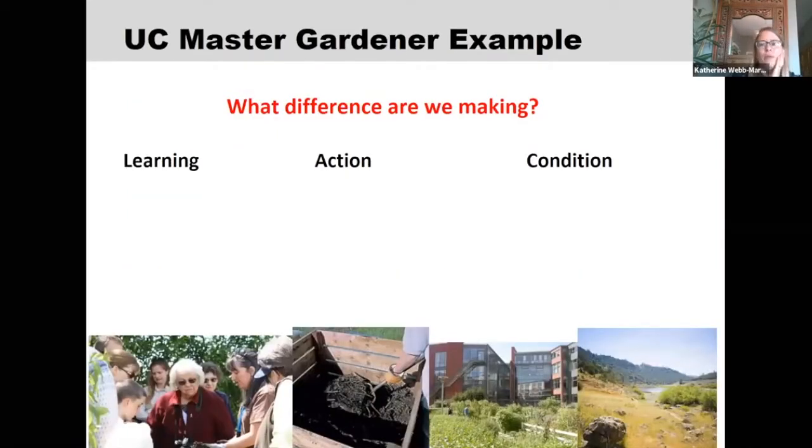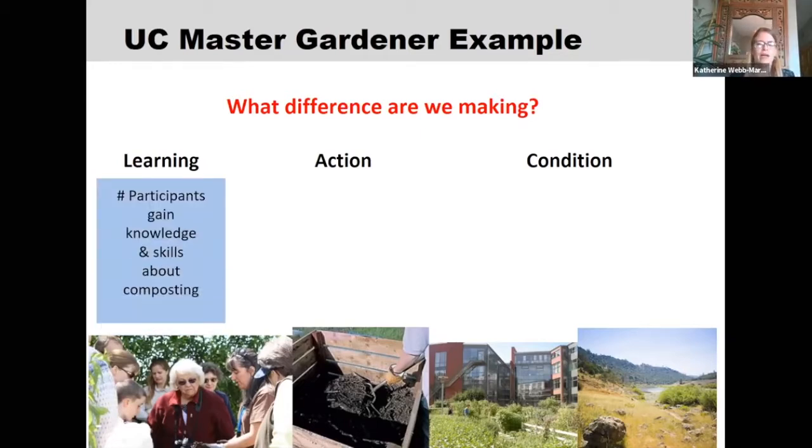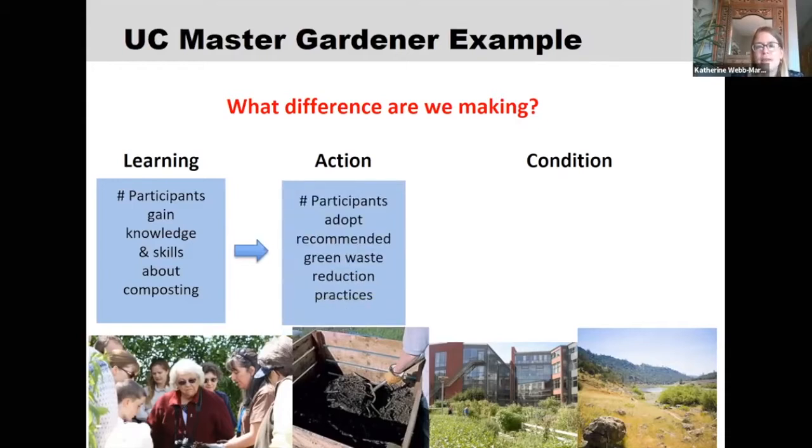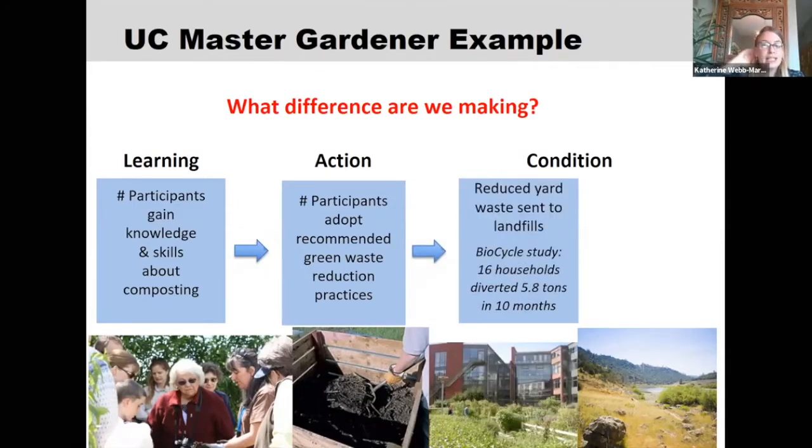So I want to share another example that's specifically looking at outcomes and connecting to those long-term condition changes. This is the Master Gardener example. This is just the portion of the program theory or logic model that we call the outcomes chain. So first, learning. We do workshops where we're teaching people and we intend that they gain knowledge and skills about composting. After that, we intend that they adopt these recommended practices that are aimed to reduce green waste. Ultimately, the so what of that is we intend that there will be less waste being sent to landfills.